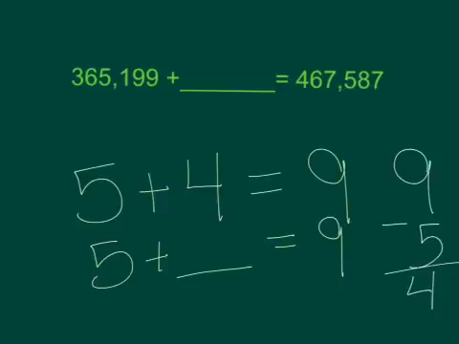The same idea works with our 6-digit numbers. So to find the answer that would go in this blank, we need to take our sum, our largest number, and we need to subtract the add-in that we're given to find the missing add-in.